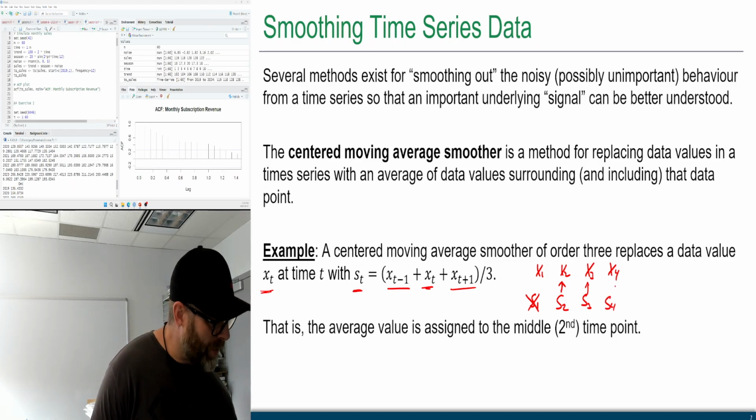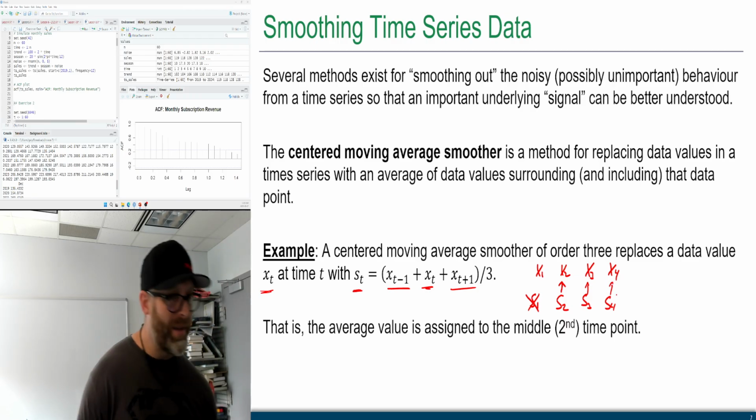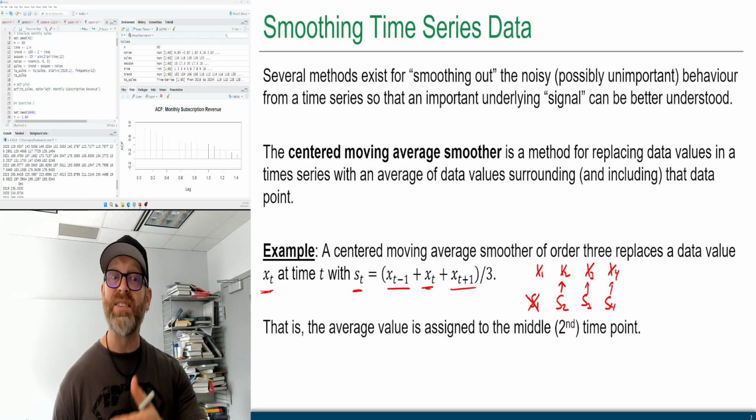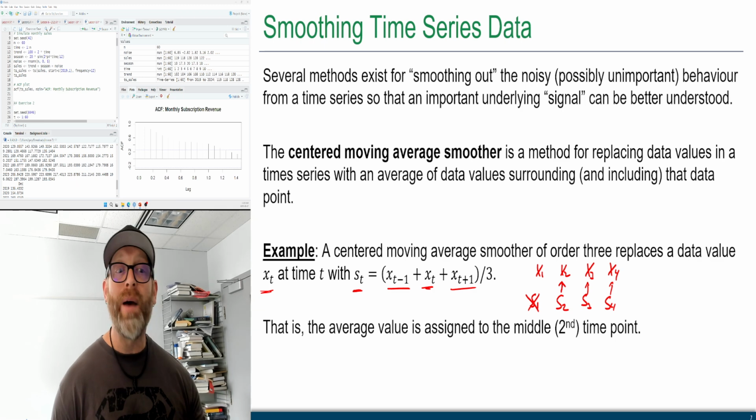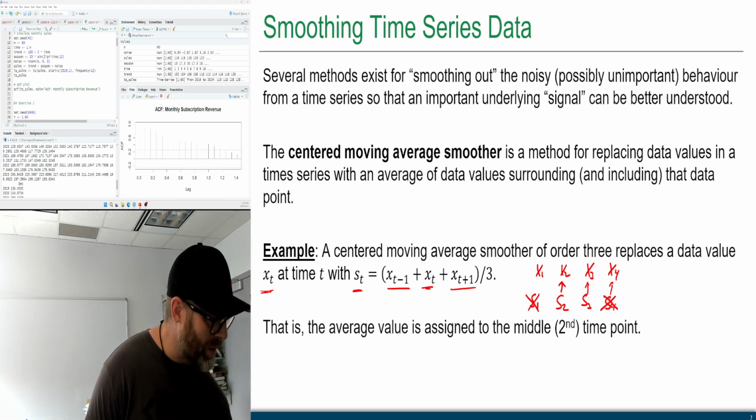S4, hopefully you already have the idea here. If I go here, again, 1 to the left, perfect, x sub 3, 1 to the right. There's no x sub 5. I can't calculate this one.